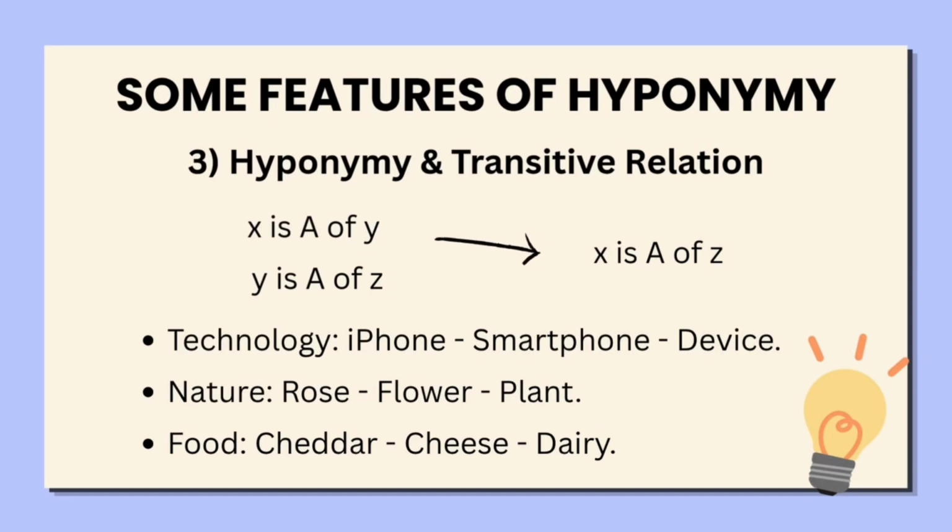And next, let's move on. Hyponymy and transitive relation. Hyponymy is also transitive. If an iPhone is a smartphone and a smartphone is a device, then an iPhone is also a device. The transitive relationship helps us build semantic hierarchy.